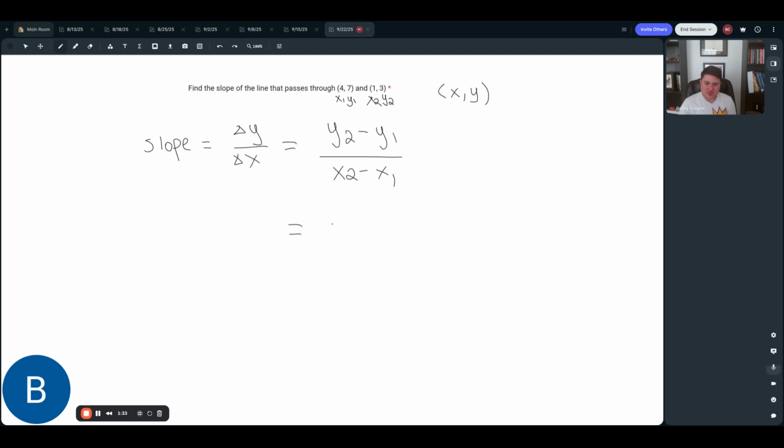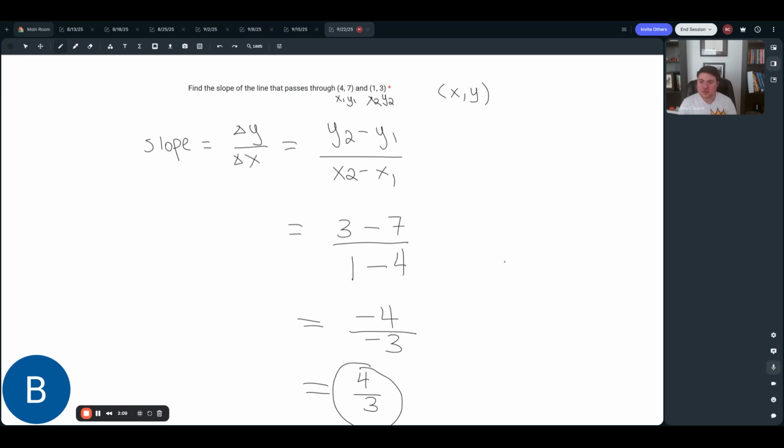So we can see our y2 is 3, our y1 is 7, divided by our x2 is 1, our x1 is 4, and then we just simplify this. So 3 minus 7 is negative 4, 1 minus 4 is negative 3, and then we can actually simplify this even further because we have negative 4 divided by negative 3, that simplifies to positive 4/3 because a negative divided by a negative is a positive. So that is your slope.